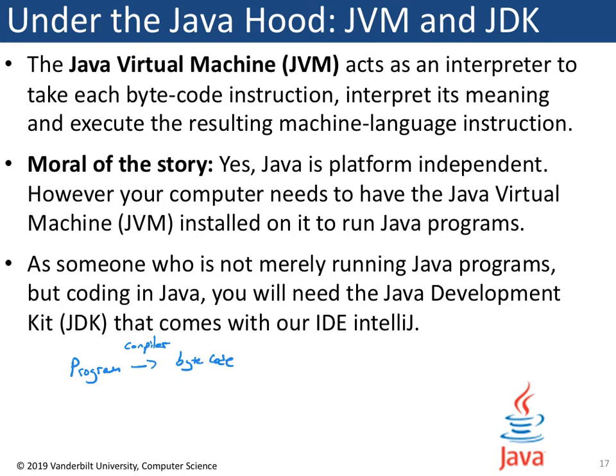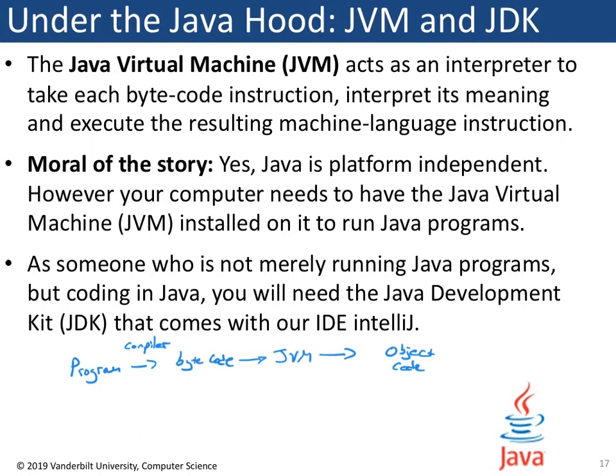Okay? But we still need to eventually get to object code. Otherwise, the processor can't do what we want it to do. So how do we go from bytecode to object code? That's exactly what the JVM does. The Java virtual machine produces object code for each individual instruction.